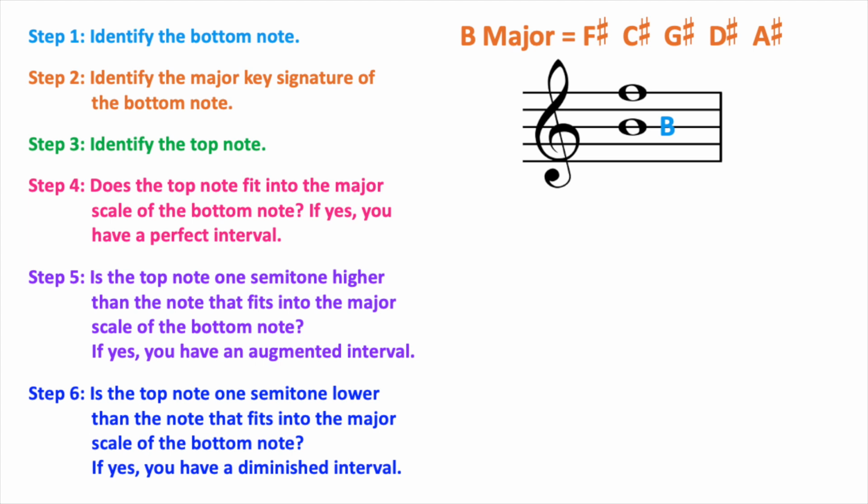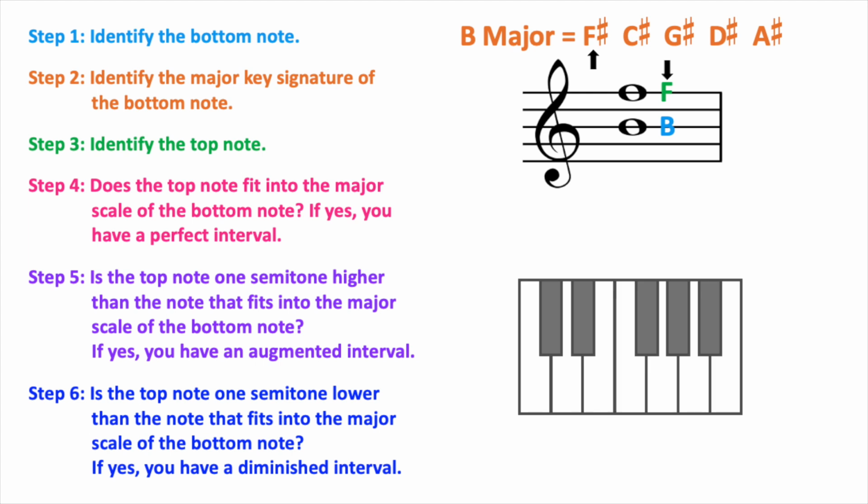Step 3 asks me to identify the top note, and here I can see that I have the note F. If we compare this note against the accidentals in my B major scale, I can see that it won't fit. I have an F sharp in my scale, but an F natural in my interval. So now we know that this definitely won't be a perfect fifth. If we look at steps 5 and 6, we need to decide whether this F natural is a semitone above or below the F sharp. If you have trouble visualizing this, you can jot down a little keyboard in your rough work, and here we can see that the F natural is 1 semitone lower than F sharp. So the interval we have here is a diminished fifth.